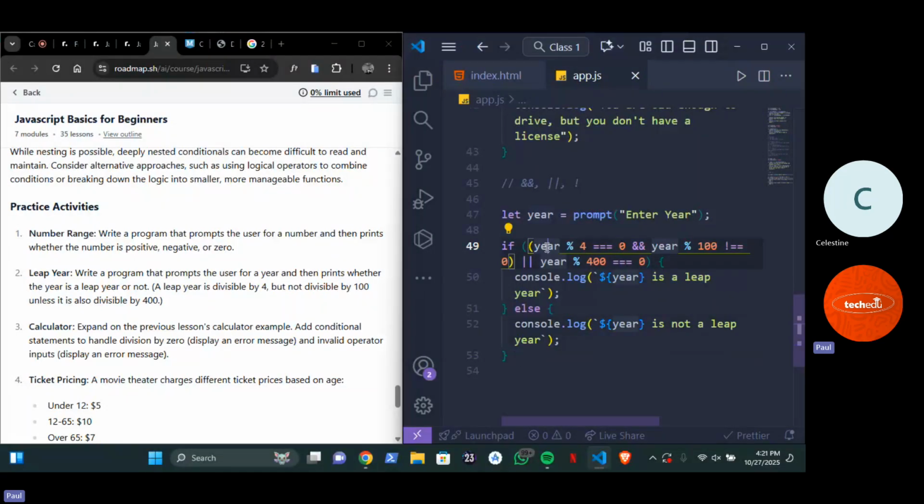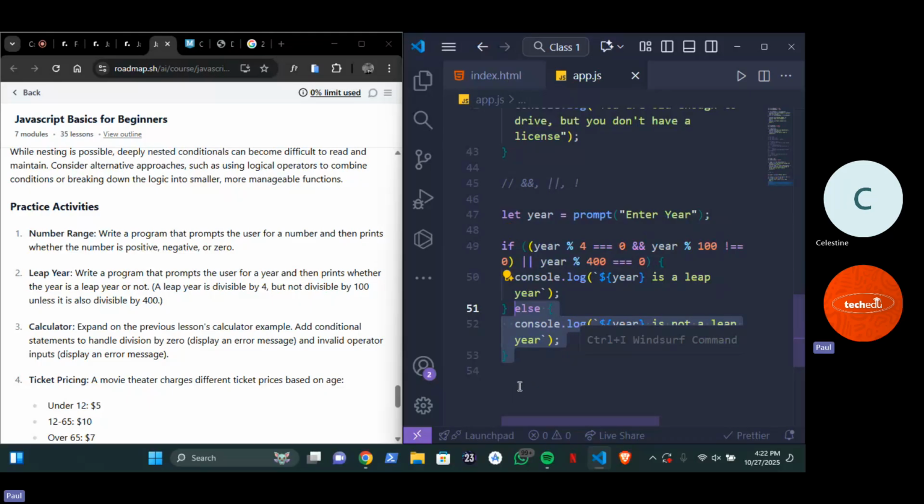So you have year modulus 4 equals 0, because it is divisible by 4. It is not divisible by 100. Year is not divisible by 100, that means it's not equal to 0. Then or year is divisible by 400 equals 0. Now, if this condition is true, provide this. If this condition is false, provide this. Is this clear? Is it clear to you?